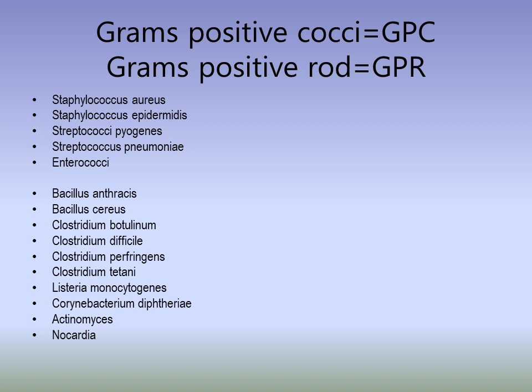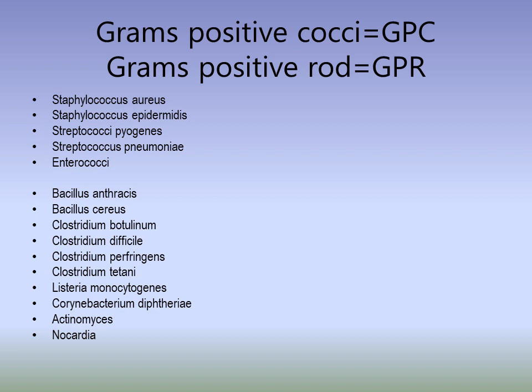So gram-positive bacteria are also divided into two groups, the cocci and the rods. We have the examples here of gram-positive cocci: Staphylococcus aureus, Staphylococcus epidermidis. Then we have another genus, Streptococcus pyogenes, Streptococcus pneumoniae, and we have Enterococci. All these are examples of gram-positive cocci.